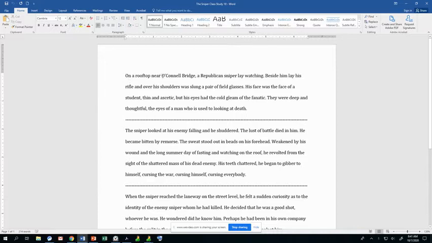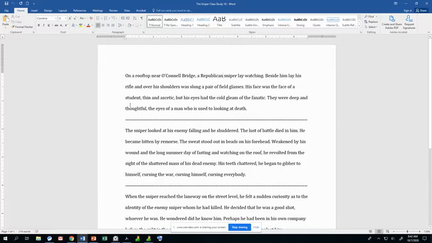"On a rooftop near O'Connell Bridge, a Republican sniper lay watching." Republican in this case is not talking about an American Republican, but an Irish Republican. But from the context of the story, we know that this is one of the sides fighting in the war. I don't feel like I need to add that in here, but if you feel like you need to, you're welcome to do so. "Beside him lay his rifle, and over his shoulders was slung a pair of field glasses." Good there. I totally feel like I understood that sentence.